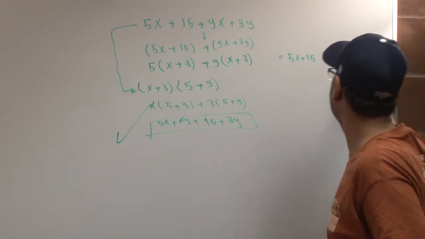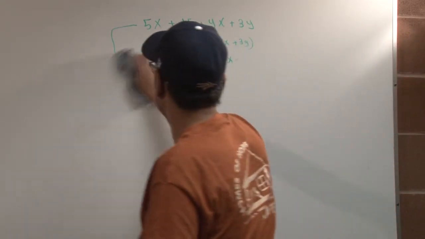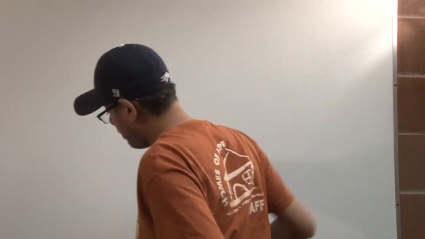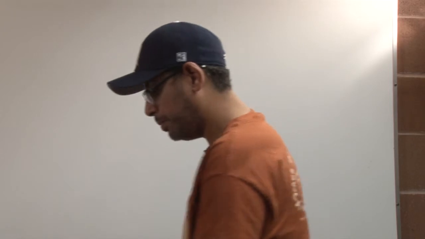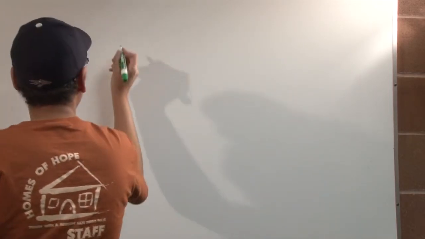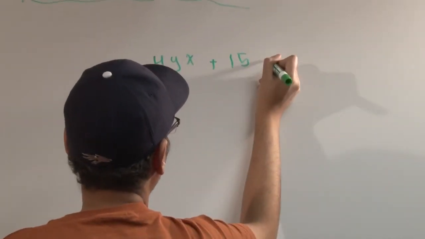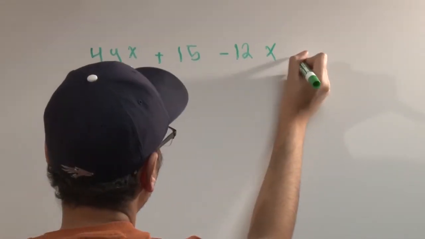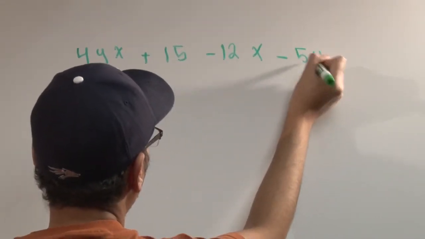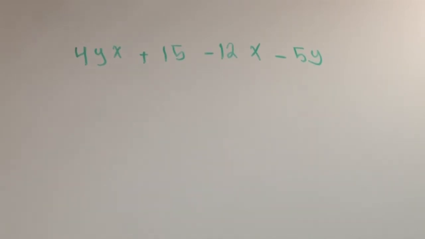So let's go through it. This is example number 2: 4yx plus 15 minus 12x minus 5y. I need to manipulate this a little.